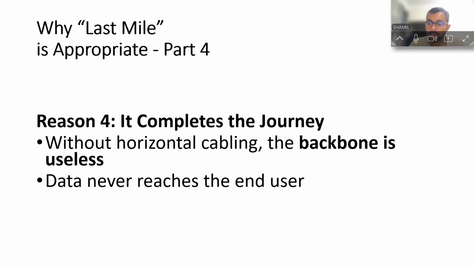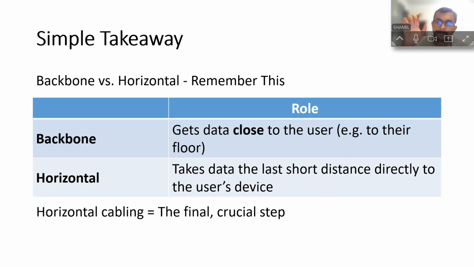So these are the four major reasons why last mile is appropriate. The first one is, it is the final connection. The second is, the user interacts with it directly. The third is, it is often the bottleneck when it comes to installation and maintenance. And the last one is, it completes the journey. A simple takeaway is that the backbone cabling gets the data closer to the user, to the respective floor, whereas the horizontal cabling takes the data the last short distance directly to the user device.